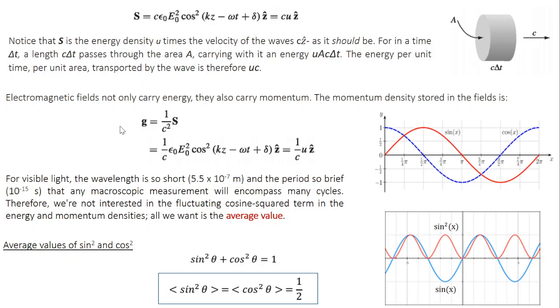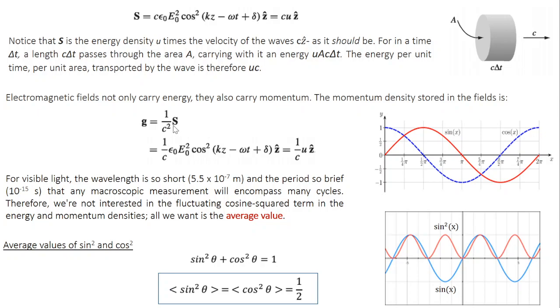Finally, one thing we haven't discussed so far, the electromagnetic wave not only carries energy, it carries momentum as well. So the momentum density stored in the fields is given by G equal to 1 over c squared times the Poynting vector S. We are not going into the details of this derivation. If any of you is interested, you can refer to chapter number 8 from Griffiths.